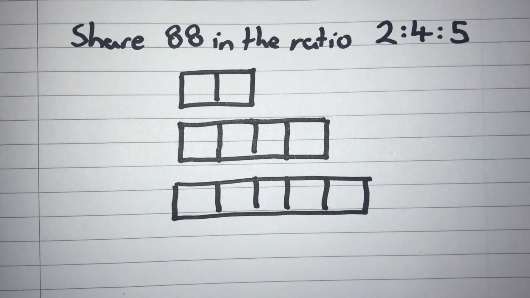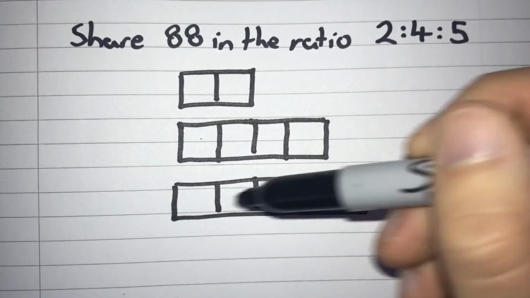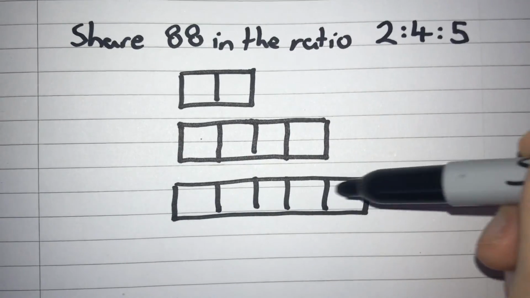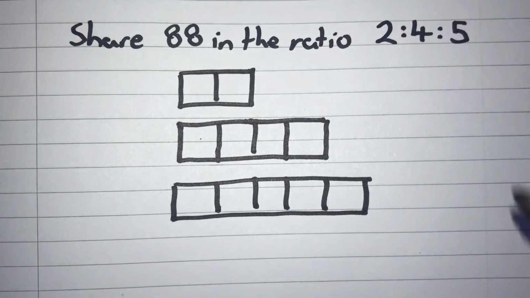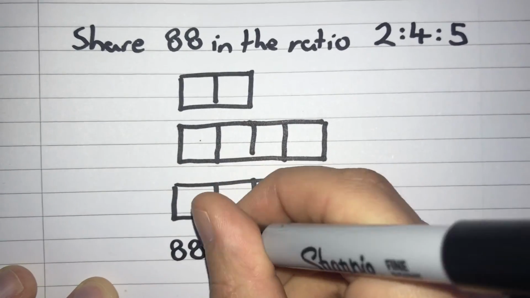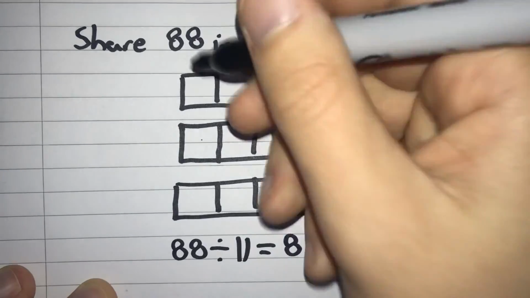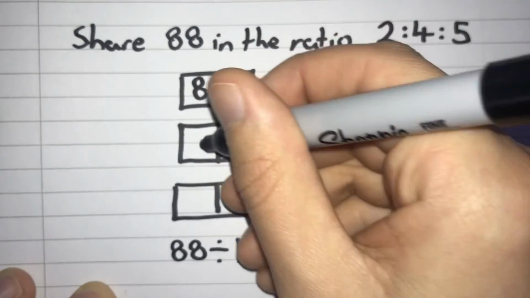So how many of these little boxes have we got in total? Let's count them up. 1, 2, 3, 4, 5, 6, 7, 8, 9, 10, 11. So 11 boxes in total. We're sharing 88, so we need to do 88 divided by 11. And that's going to give us 8. So the amount in each of these little boxes is going to be 8.